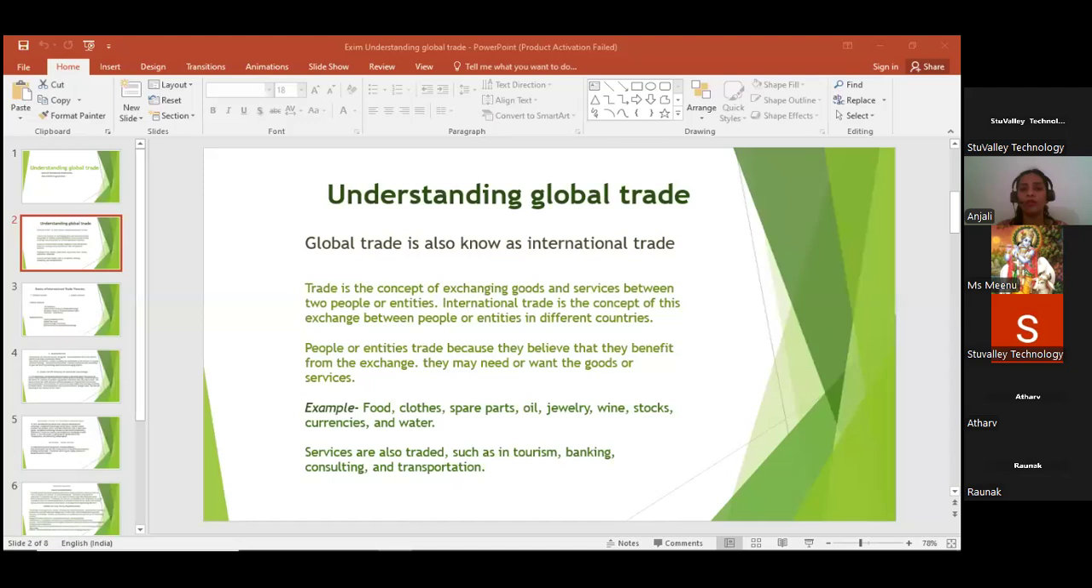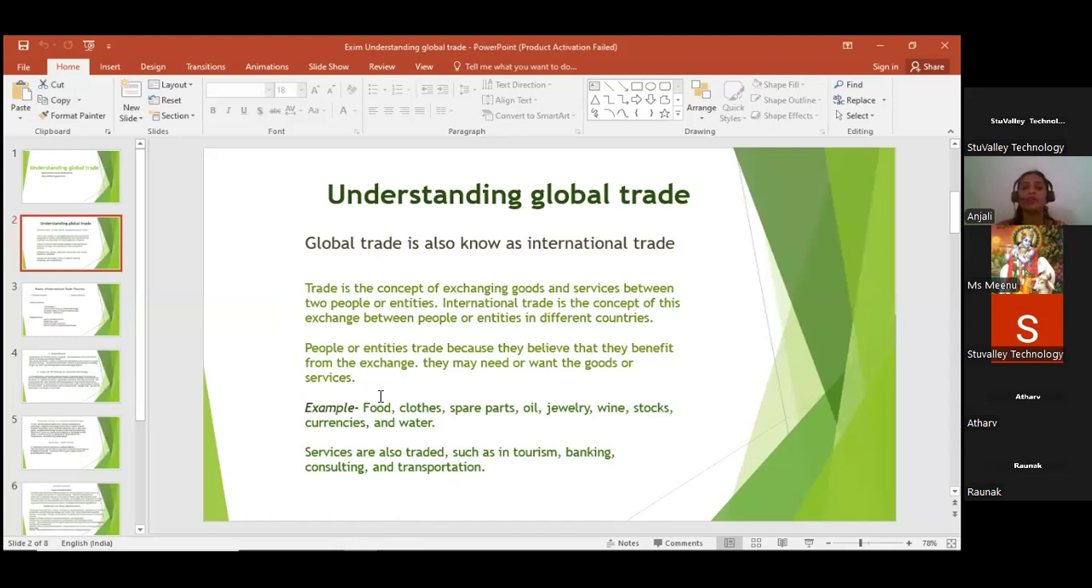This type of exchange is called international trading. Both countries benefit by getting their best goods at lower cost. This is international trade. As examples, trade can be done in food, clothes, spare parts, oil, jewelry, wine, stocks, currency, and water. Services can also be traded, such as tourism, banking, consulting, and transportation.